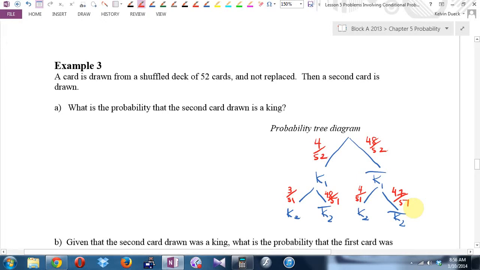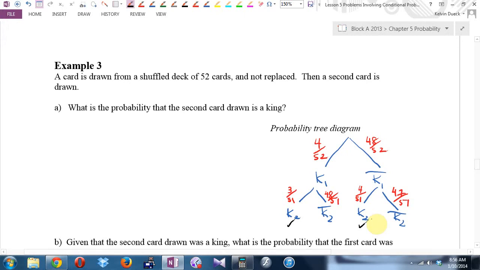What are they asking me to find here? Just read to me the question. What is the probability that the second card drawn is? And this is key. The second card, you said a king. No, they want the second card to be a king. So what branches end with the second card being a king? That branch or that branch, right? What does or mean? Add. Okay, so it's going to look like this.